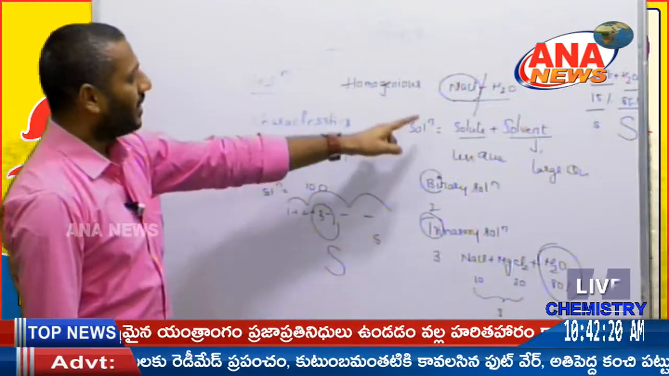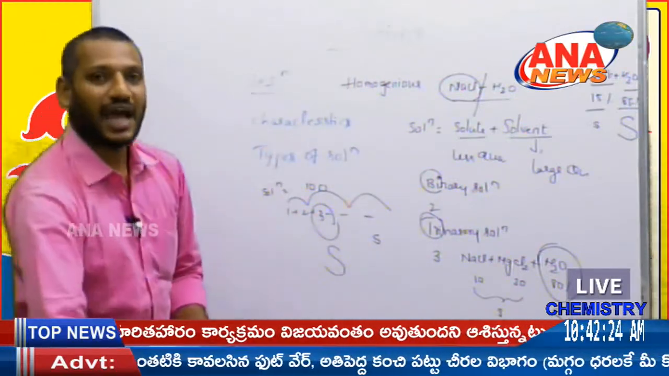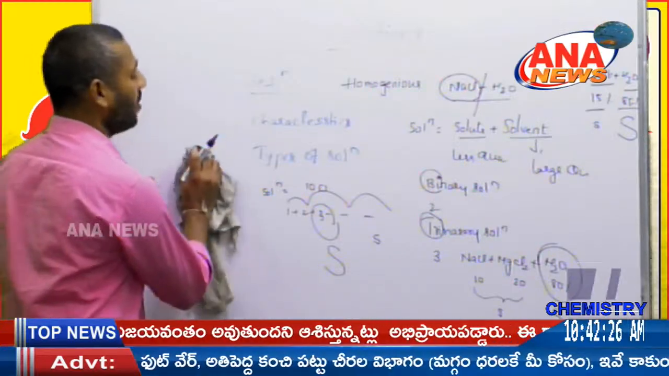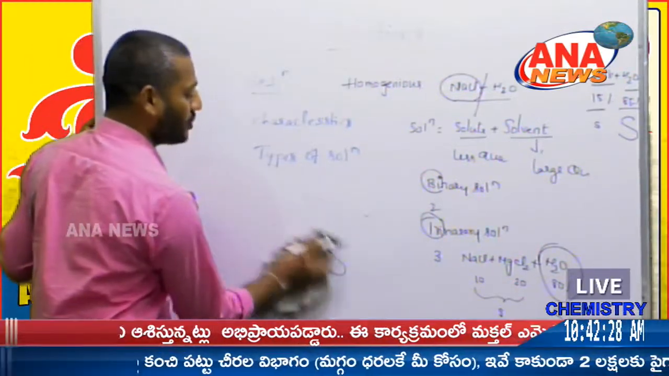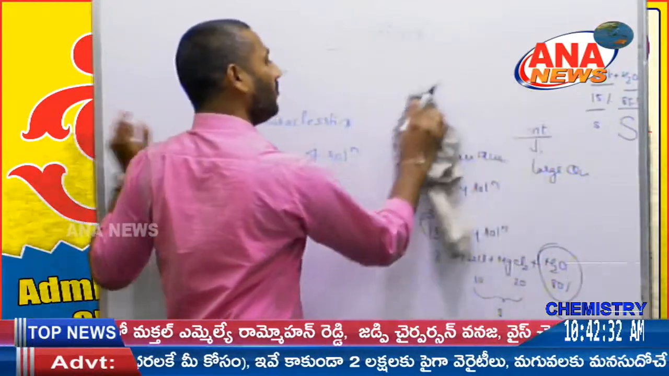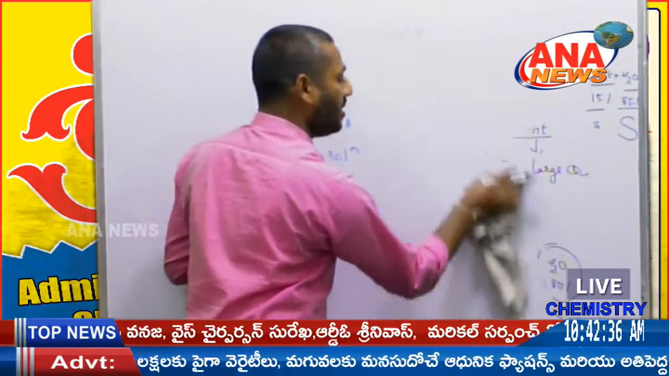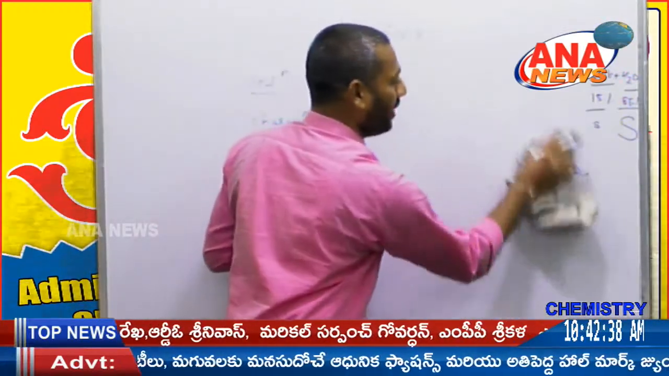Definition is over. Next one, different types of solution is over. Next, go to the characteristics of the solutions. What are the characteristics of the solution? It is nothing but the formation of the solution. The formation of the solution is always a physical change, not a chemical change.